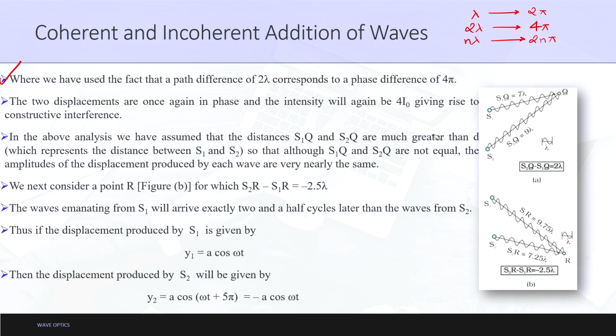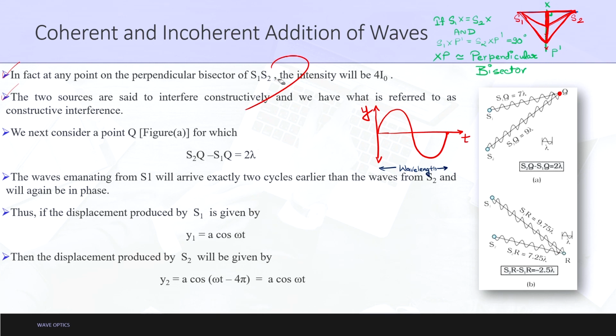Why is it 4 I naught? Because y1 is equal to y2, and the resultant is 2y. Hence, let us say the intensity due to y1 or y2 alone is I naught, then the intensity of the resultant displacement will be 4 I naught. So now the two displacements are once again in phase and the intensity will again be 4 I naught, giving rise to constructive interference. This was the complete concept we talked about here also.